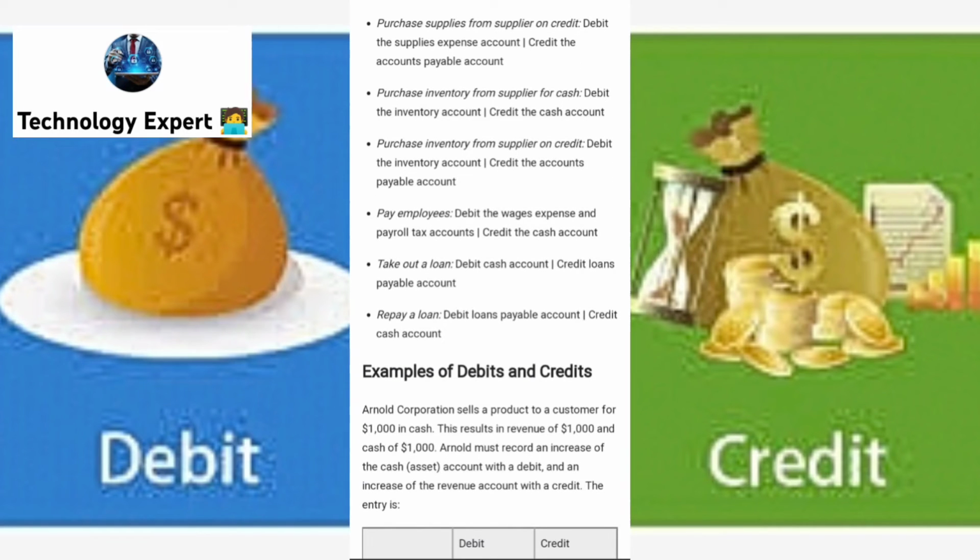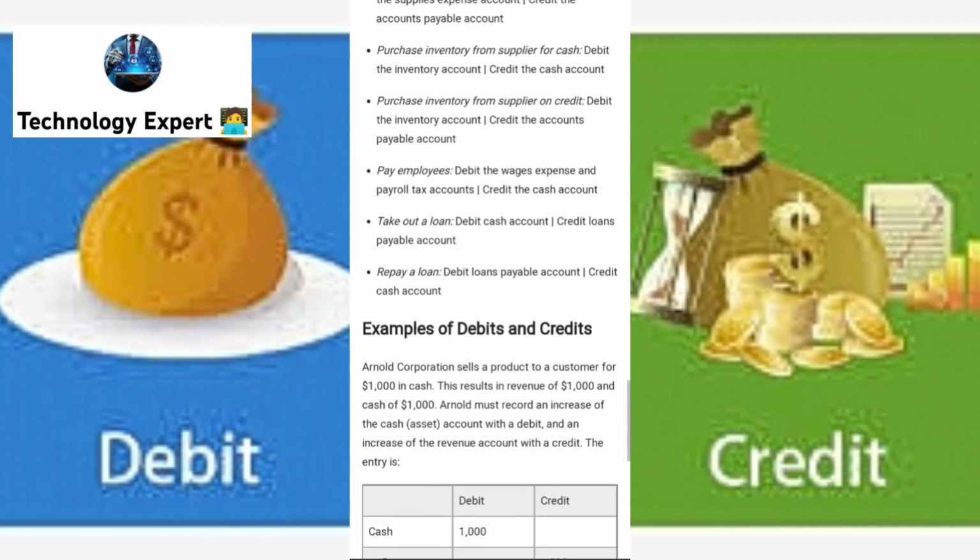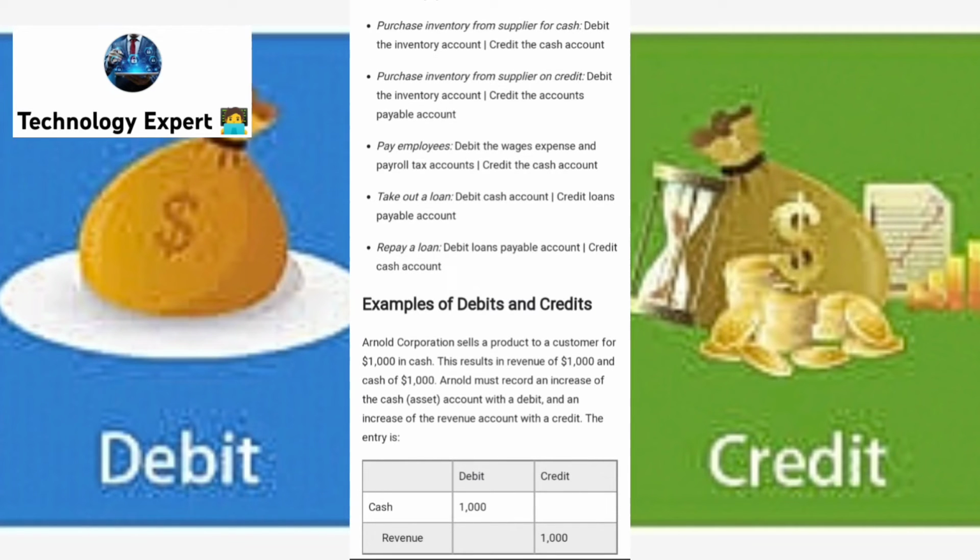Purchase supplies from suppliers on credit: debit the supplies expense account and credit the accounts payable account. Purchase inventory from suppliers for cash: debit the inventory account, credit the cash account. Purchase inventory from suppliers on credit: debit the inventory account and credit the accounts payable account.